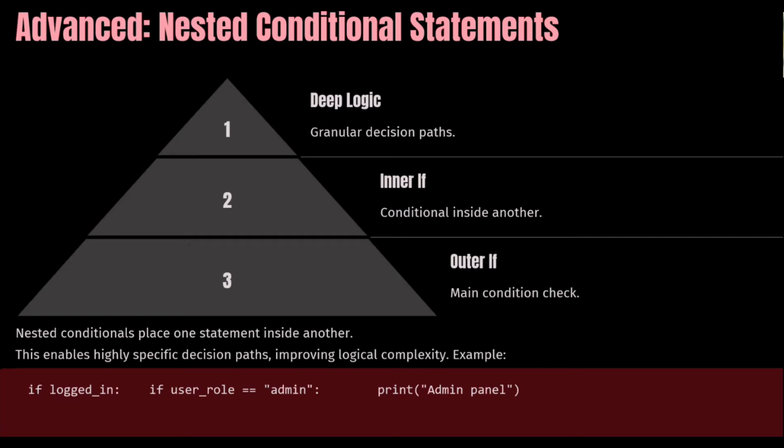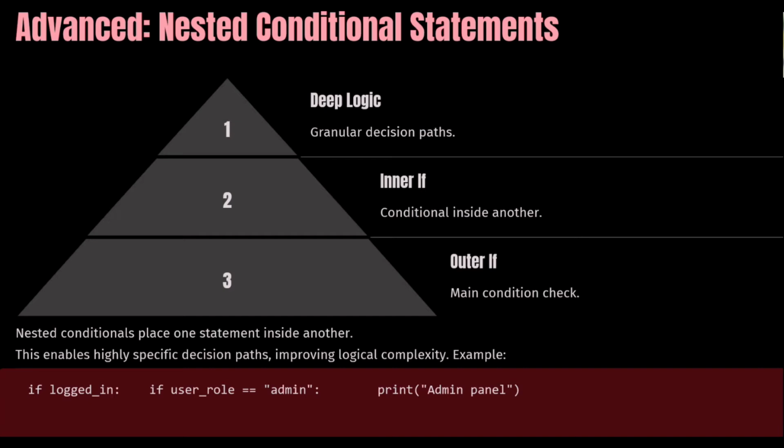And another if means outer if. Main condition check: if the main condition is true, it will go to the inner if. If the inner condition is true, then it goes into the deep logic. This is how it works. Nested conditions place one statement inside another, which enables a highly specific decision path, improving your logic complexity. You can see the example here.